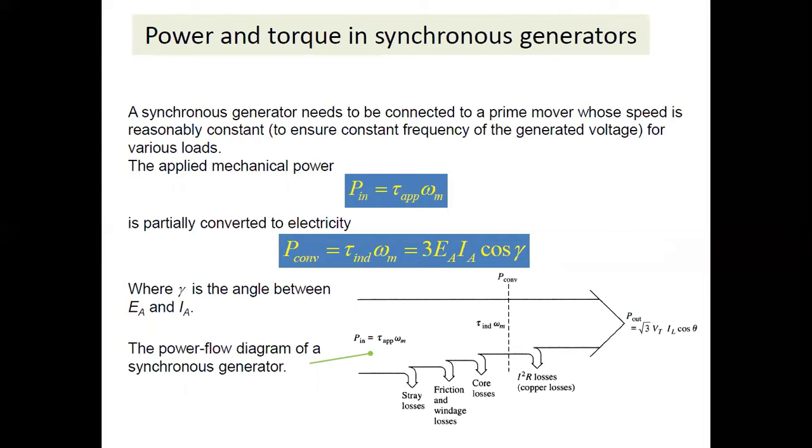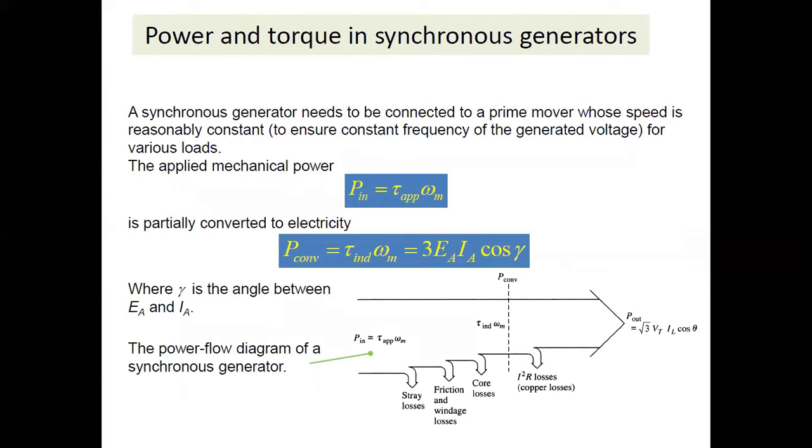The applied mechanical power is mathematically given by the expression P_in equals tau into omega_m. It is partially converted to electricity, which is given by 3 into E_A into I_A cos of gamma, where gamma is the angle. You may refer to it as phi, the angle between voltage and the current.